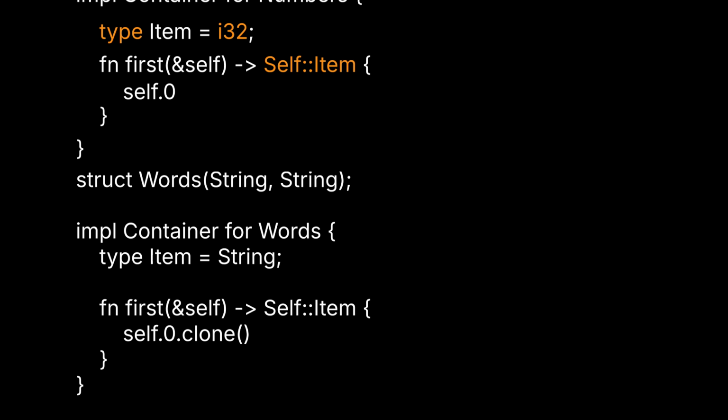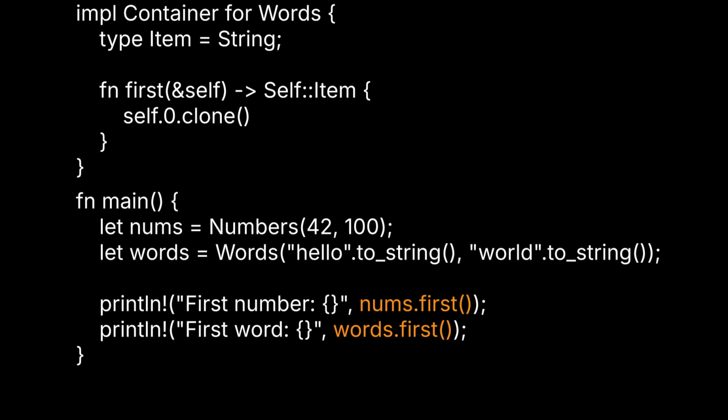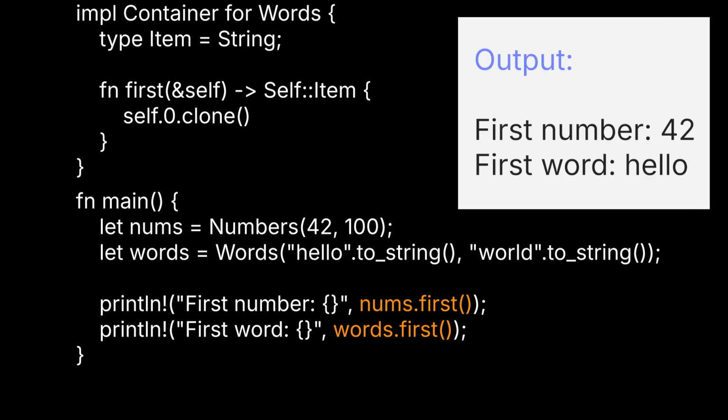Behavior will remain the same. We can call these functions as well. And on running the program, it will return the first items, that is 42 for numbers and hello for words. I have taken a simple example with a simple data type, but you can literally use any type you want as long as you follow the Rust compiler rules.